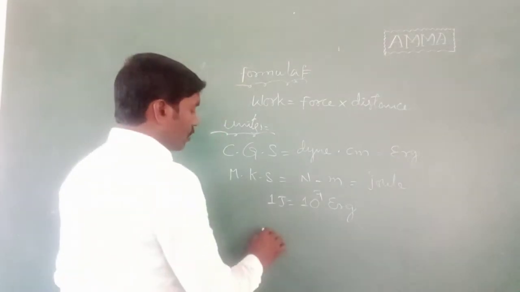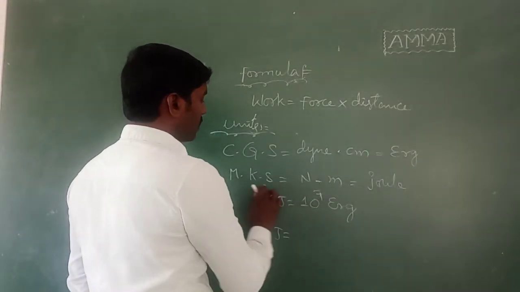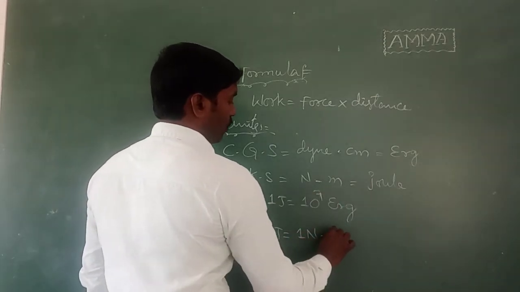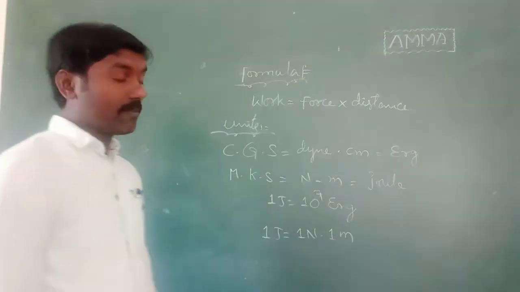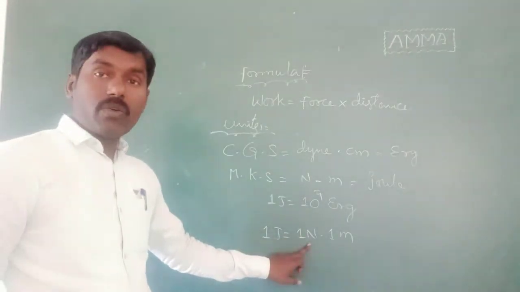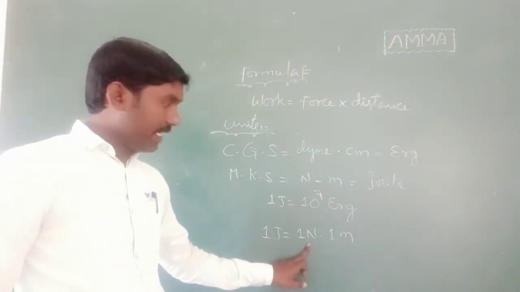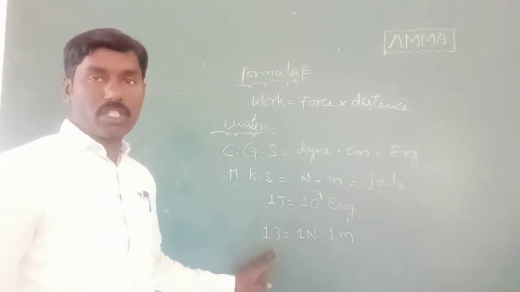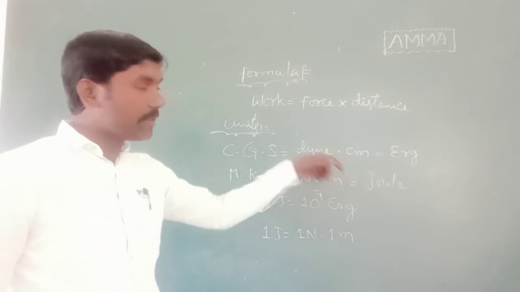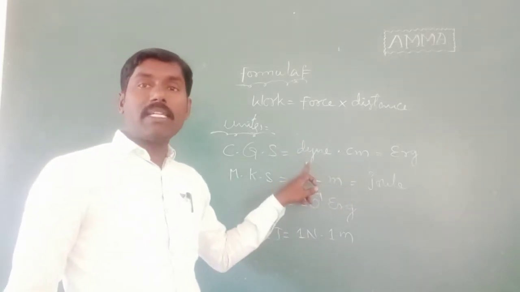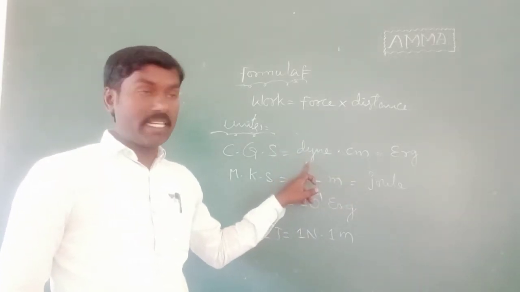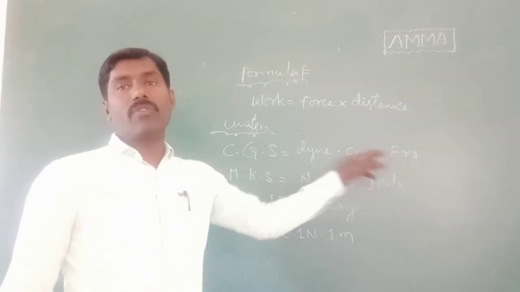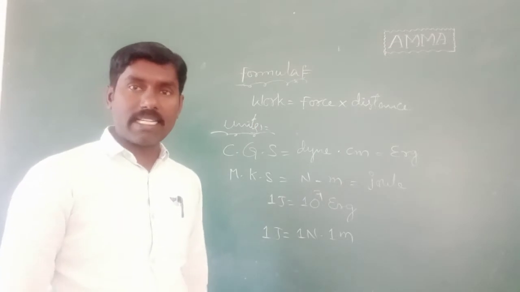Okay. So 1 joule, how do we write this one? 1 Newton into 1 meter. So it means when 1 Newton force is applied on the body, if it displaces 1 meter, then we can say 1 joule of work is done on the object. At the same time, in the CGS system, when 1 dyne force acts on the body, if it displaces 1 centimeter, then we can say 1 erg of work is done on the object. Students, is it clear?